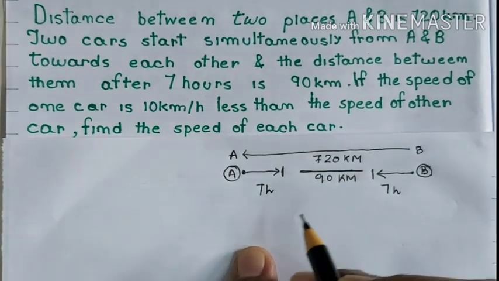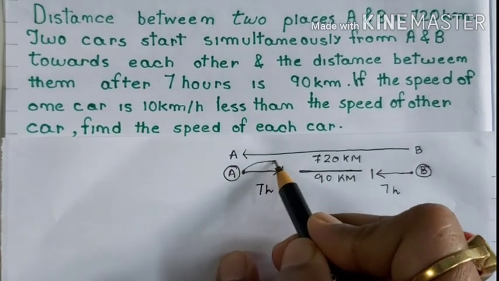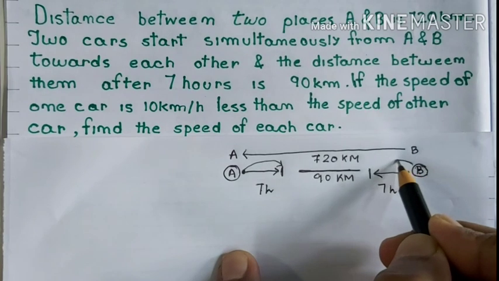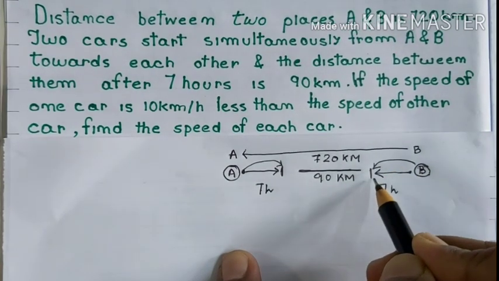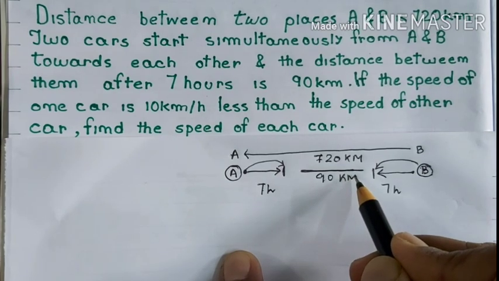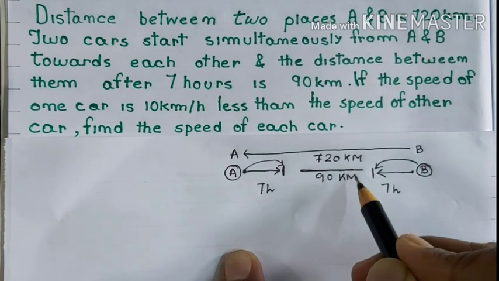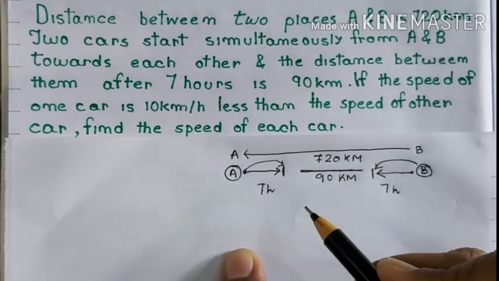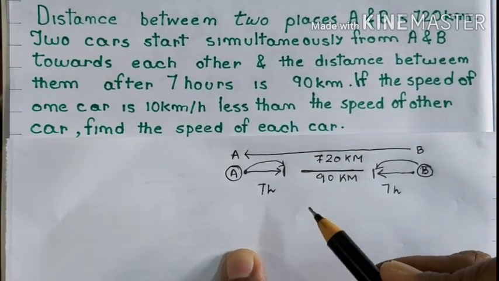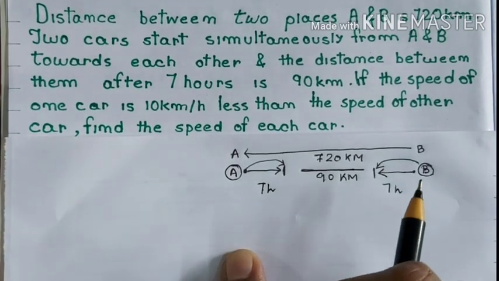After 7 hours, A will reach here. Just as a pictorial representation, B is reaching here. So the distance between them is 90 km. Understand? If the speed of one car is 10 km less than the speed of the other car, find the speed of each car. We have to find out the speed. What is the clue? The speed of one car is 10 km less, that means the speed of the other car is 10 km faster.